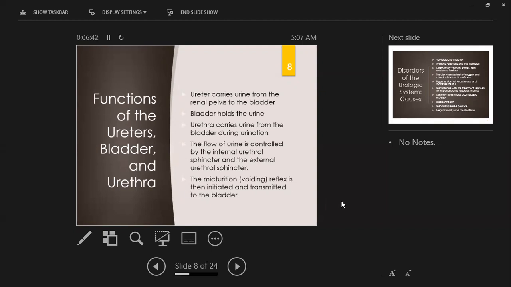The reflex of voiding is called micturition. The micturition reflex is initiated and transmitted to the bladder, allowing the release of urine.